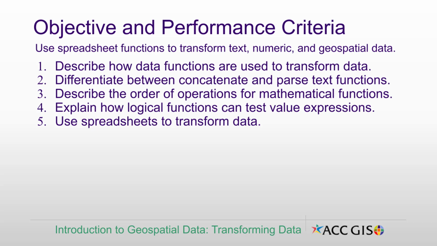You should be able to differentiate between concatenate and parse text functions. Concatenate is when we take the values from multiple fields and combine them into a single field. And parse is when we break out the value that is in a single field into multiple fields. For example, like taking an address field, 201 Main Street, that is in a single field and breaking it out to the address number, the address name, and the address type: 201, Main, and Street.